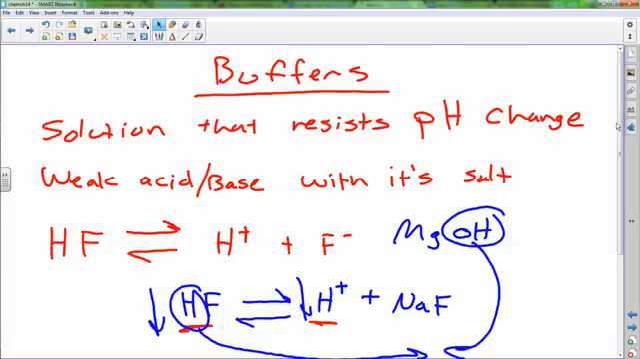A buffer is going to be a weak acid or base mixed with the salt so that it can kind of shift its equilibrium and respond to whether extra acid or extra base is added. And the whole point is that it resists pH change. That's really the majority that I want you to know about buffers. But buffers are really important in chemistry and biology and that kind of stuff.